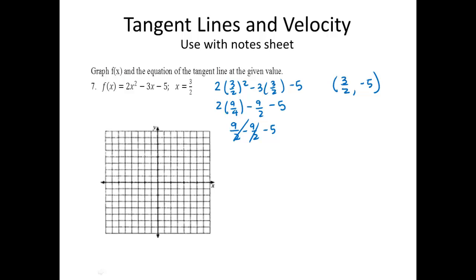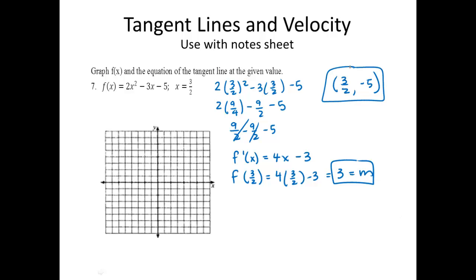To find the slope of the tangent line, I have to take the first derivative, so I have f prime of x equal to 4x minus 3. I will substitute in the x value to find the slope. So I have 4 times 3 halves minus 3. 12 divided by 2 is 6. 6 minus 3 is 3. So my slope is 3.